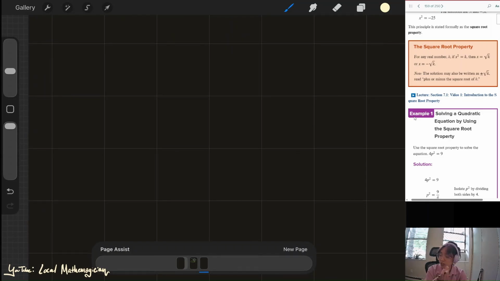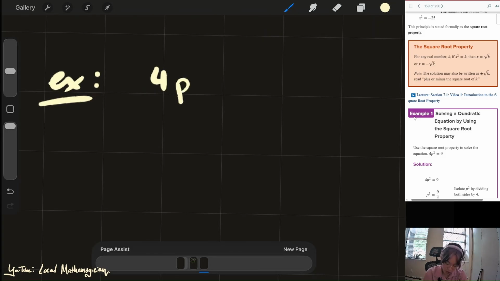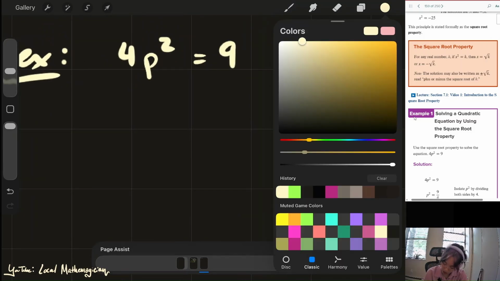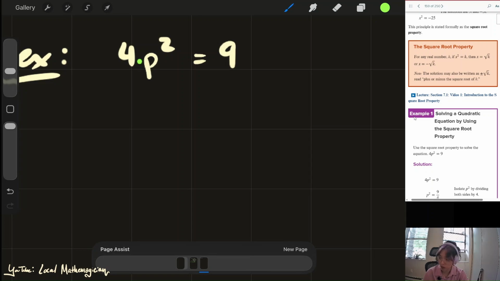Let's follow the example they give here, example 1. So initially, of course, your goal is always to get x squared by itself. You want 1x squared, not like 7x squared, 1x squared. So in this example, you have 4p squared is equal to 9, where p squared is your x squared, right? And again, we want 1p squared. How do we do that? Well, the operation between the 4 and the p squared is multiplication, so to undo multiplication, we can either divide or multiply by the reciprocal, multiply by 1/4. And so if we were to do that, you should end up with p squared is equal to 9/4.